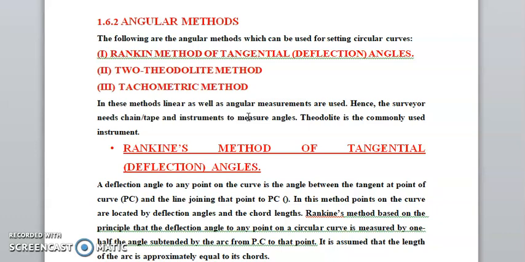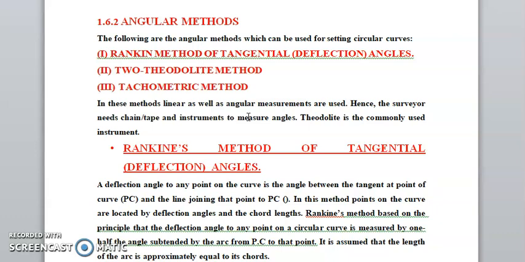In this method, linear as well as angular measurements are used. Hence the surveyor needs a tape or chain and an instrument for measuring angles; a theodolite is commonly used. First, Rankine's method of tangential deflection angle. The deflection angle of any point of a curve is the angle between the tangent at the point of curvature and the line joining the point PC to that point. In this method, points on the curve are located by the deflection angle and the chord length.